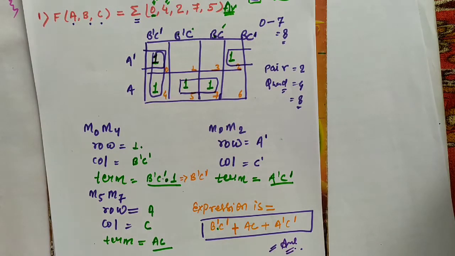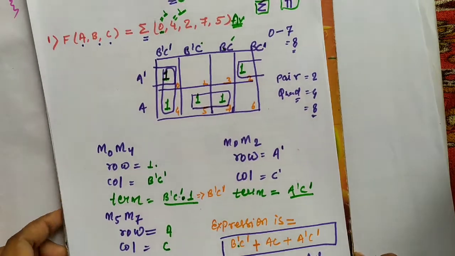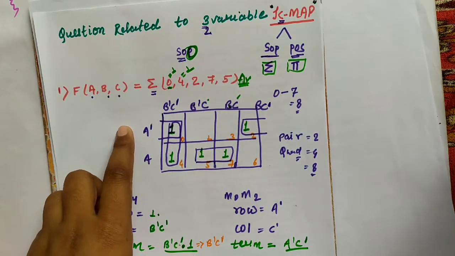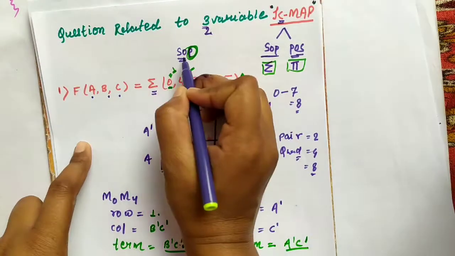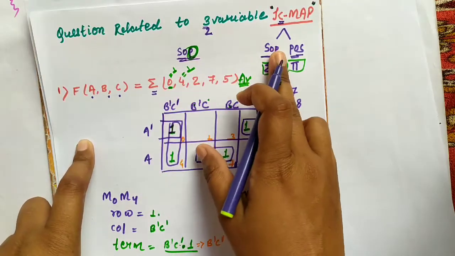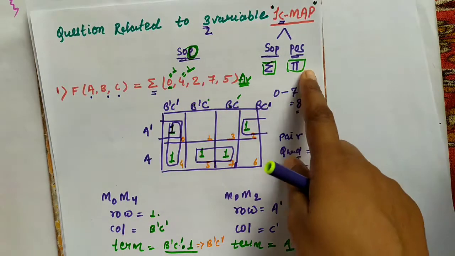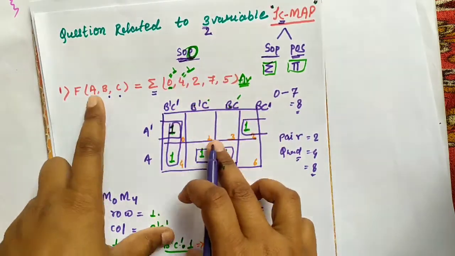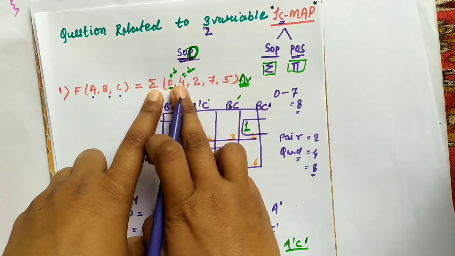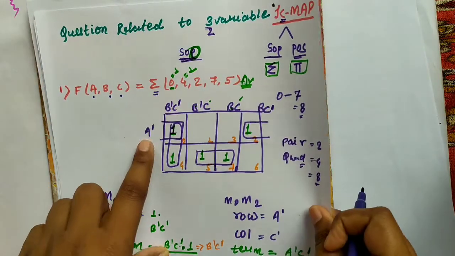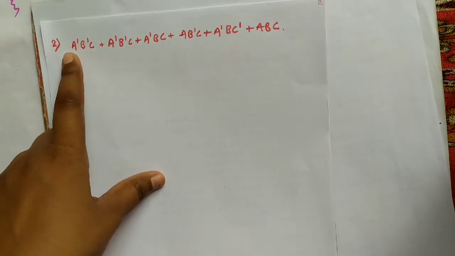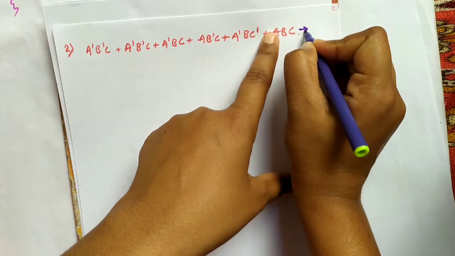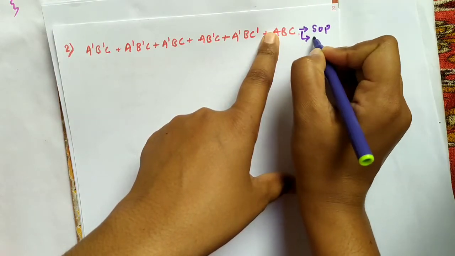Let's take another question related to the 3 variable K map, but the pattern of the question is different. We used SOP terms, not POS. After this question we can take a POS, but now we make another question related to SOP. Here the question has values like 0, 4, 2, 7, 5, but in the next question we take variables. So let's find out firstly whether it is SOP or POS.